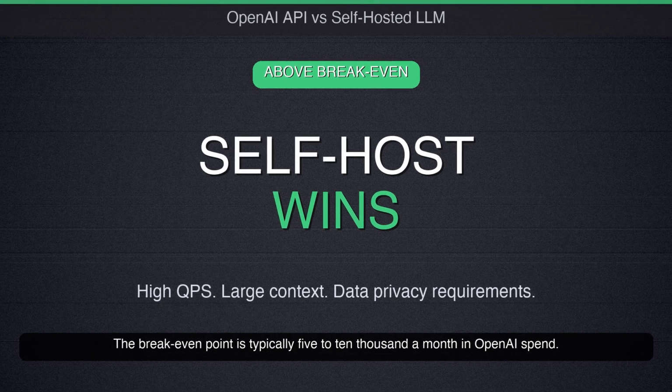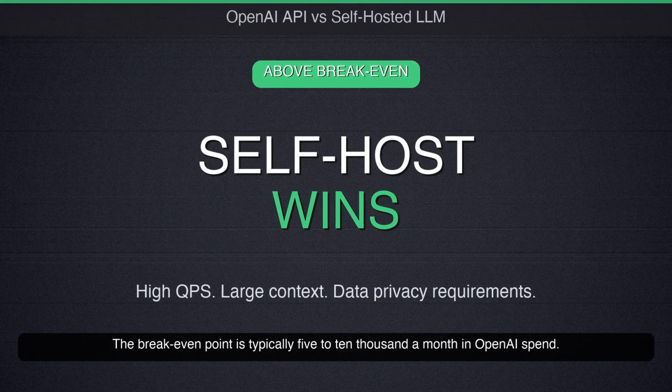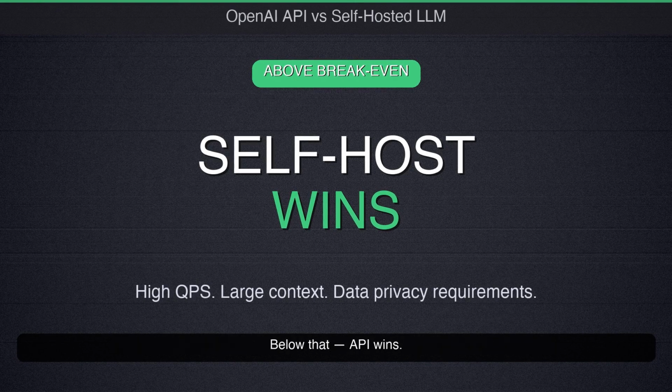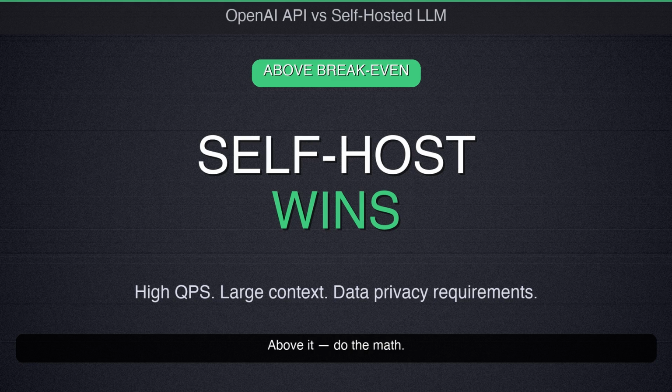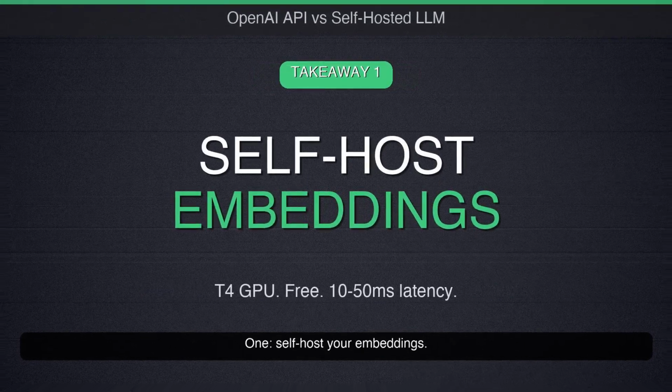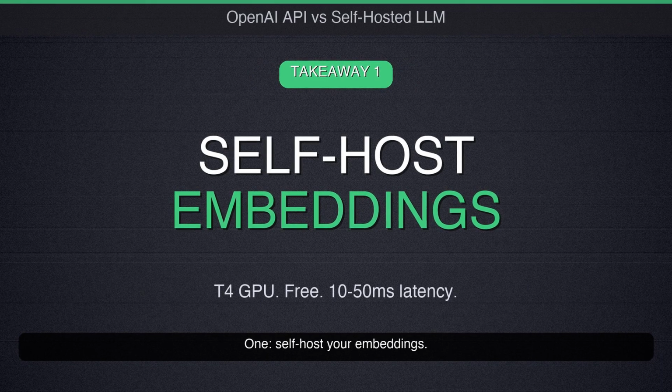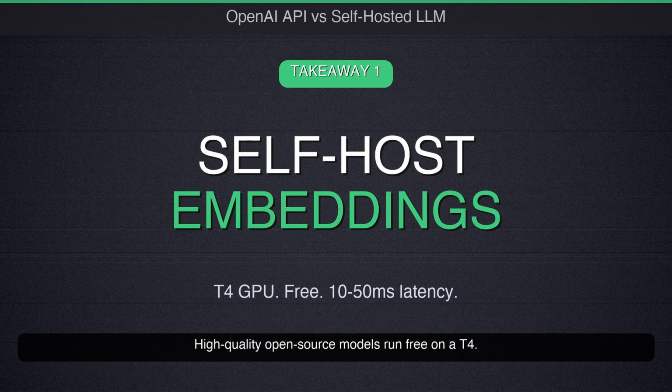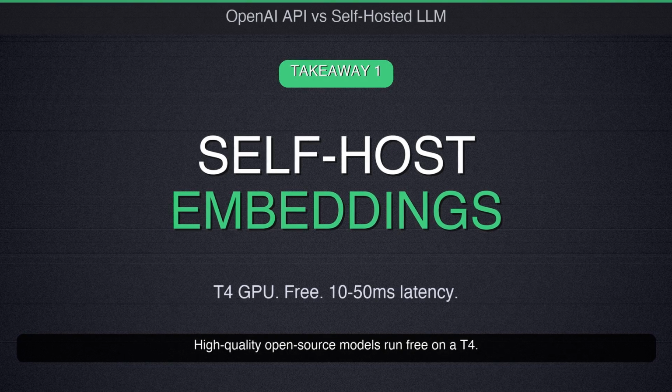The break-even is around $5,000 to $10,000 a month in OpenAI spend. Below that, stay on the API. Above it, do the math. What's the real cost? It's not just tokens or GPUs. It's unexpected bills at 3 a.m. It's vendor lock-in. It's not owning your own data.